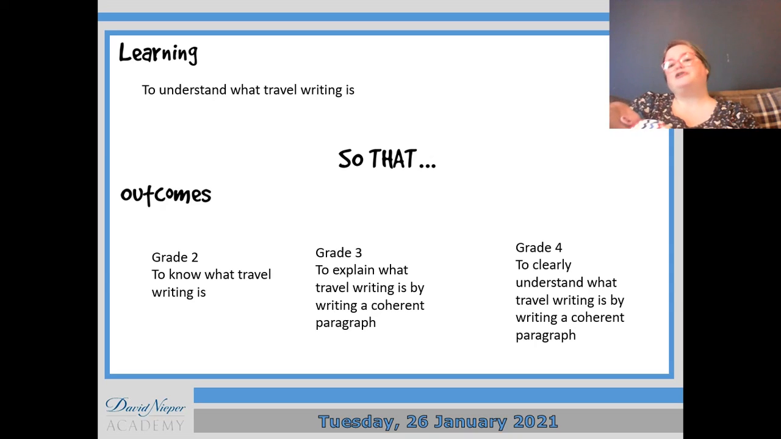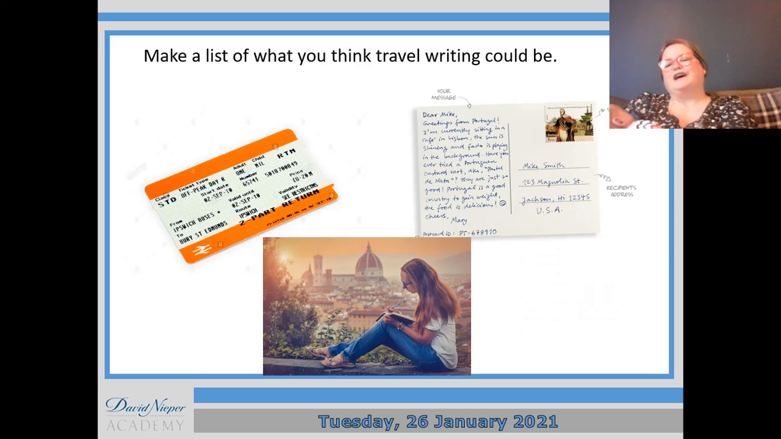Okay, and for grade 2 you need to be able to answer what you know what it is. For grade 3 you need to explain that in detail, but for grade 4 you need to clearly understand and clearly explain. Okay, so most of us will be aiming for a grade 2 to start with, possibly a grade 3. Okay, so you've got some pictures on the board to help you now.